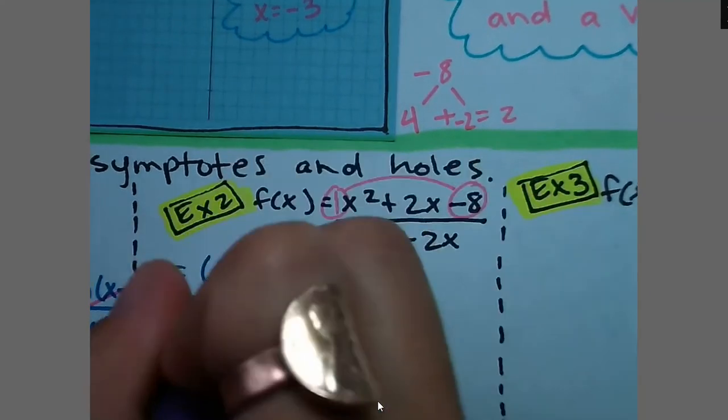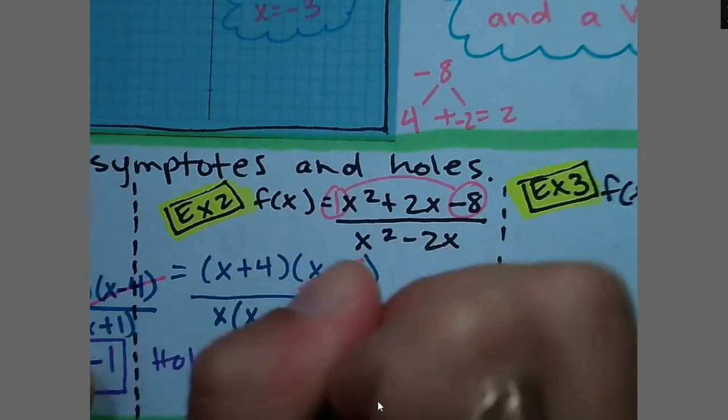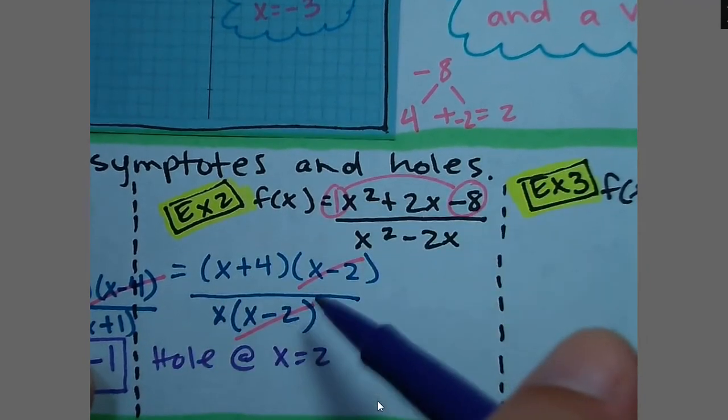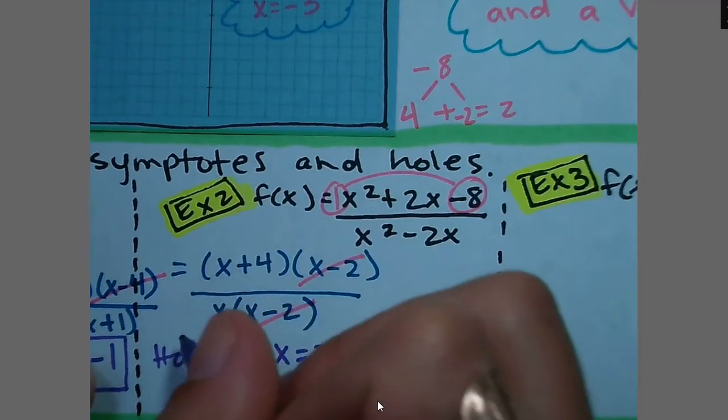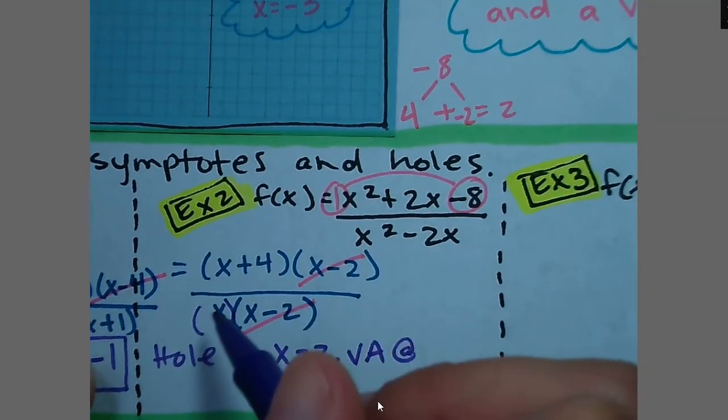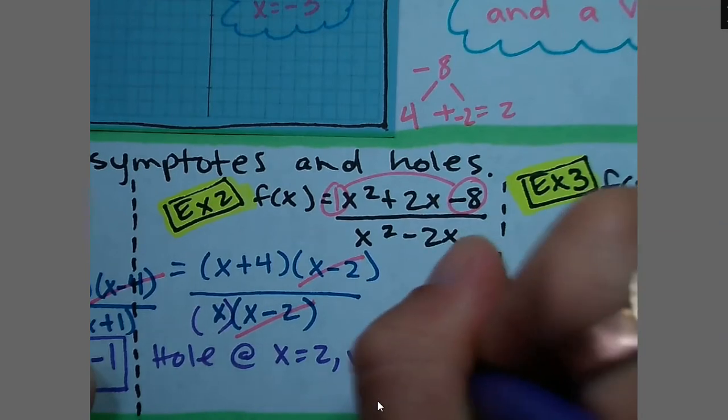Okay, so we have a hole at x equals 2. Remember, it's the opposite of that number. And then a vertical asymptote at this one that's left over. What would make this 0 is just x equals 0. So this is x equals 0.